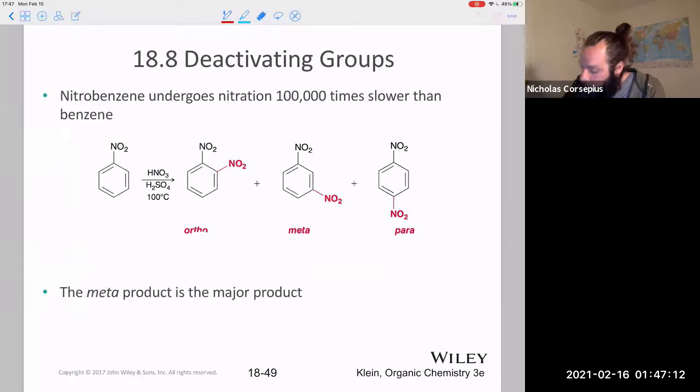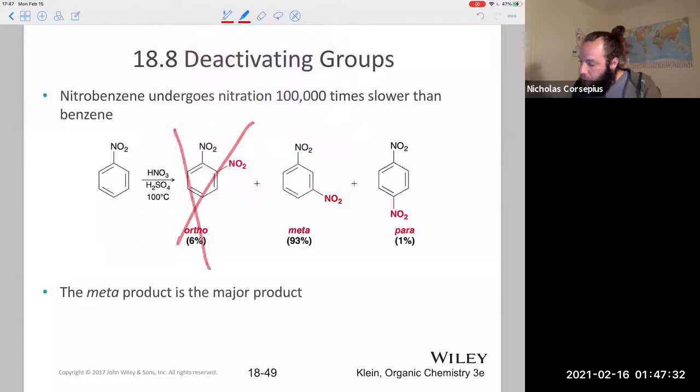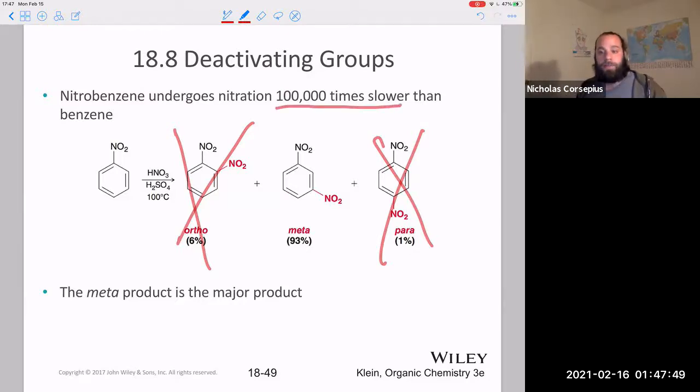Okay, so then if I want to look at the distribution of products that I get for this, if I'm going to nitrate a nitrobenzene, my ortho product, I'm going to get 6% of that. 93% of my product is meta, and only 1% is para. So in the case of nitro, we're going to say that it is meta directing. Basically, we aren't going to consider the fact that we get any ortho para product. The vast majority of our product is going to be meta. And notice that it is 100,000 times slower of a reaction than if we just started out with benzene by itself. Okay.